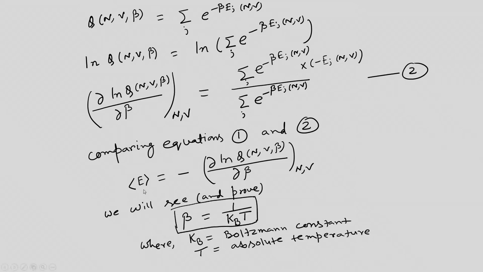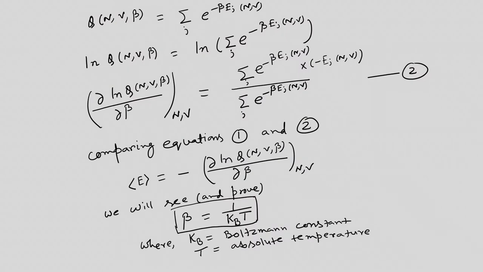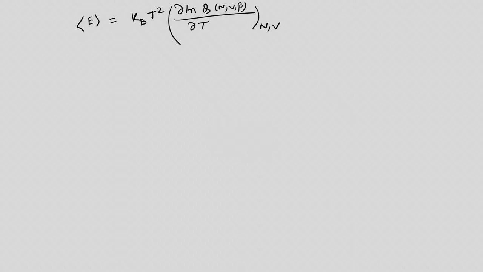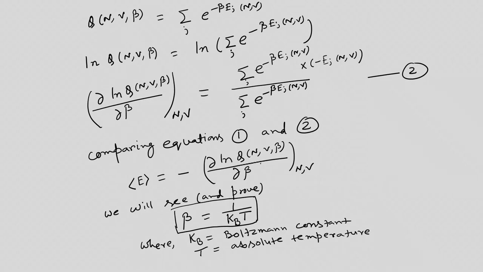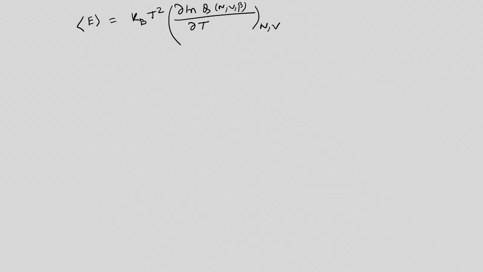Okay. And we have obtained that average energy is minus del ln Q n v beta by del beta at constant n and v. So, in terms of temperature, we can write average energy E is k B T to the 2. So, we obtain average energy is minus del ln Q by del beta, and if we differentiate with respect to T, then we get the expression for average energy as k B T squared del ln Q by del T. So, this is the expression for average energy.